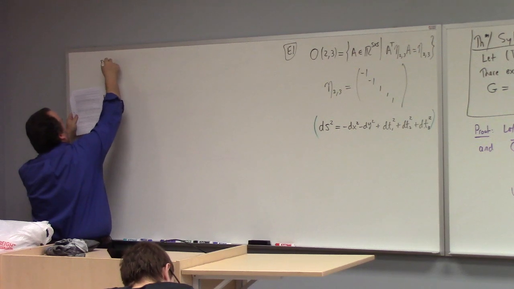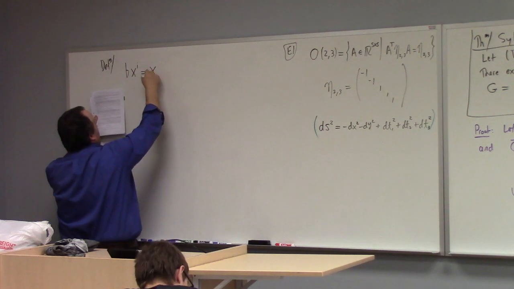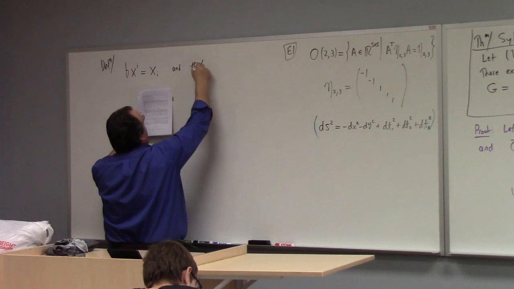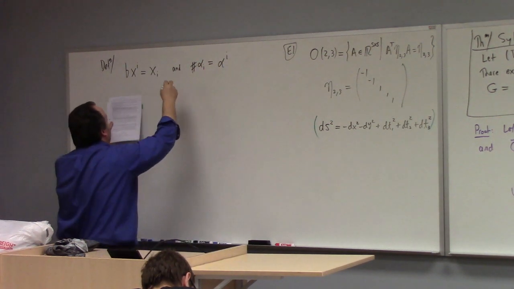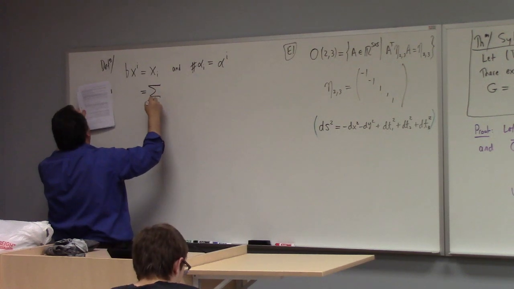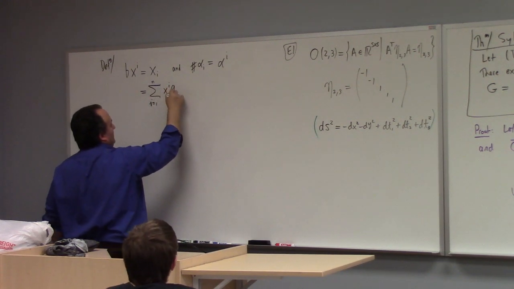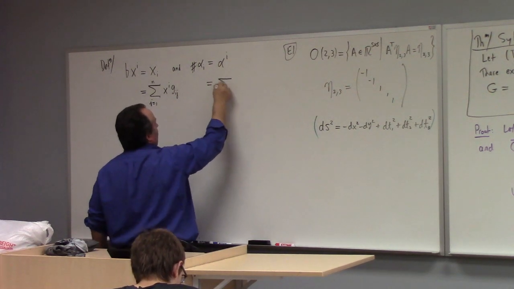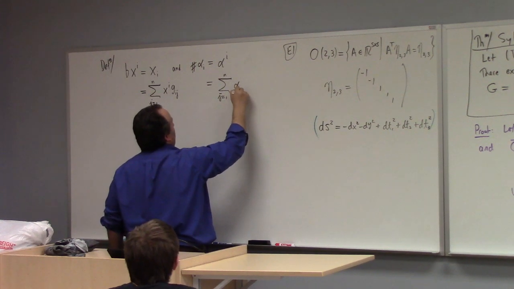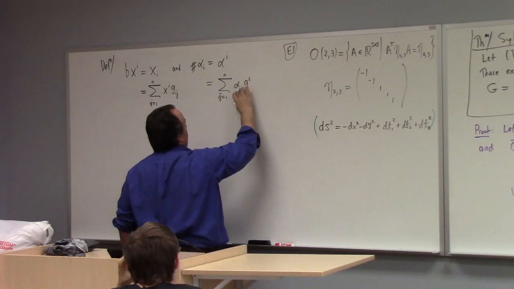Definition: flat of x upper i is equal to x lower i, and sharp of alpha lower i is equal to alpha upper i, where in particular this is defined to be the sum j equals 1 to n of x upper i, g lower ij, and this is equal to the sum, say, j equals 1 to n of alpha lower i, g upper... oh man, that was alpha lower j.